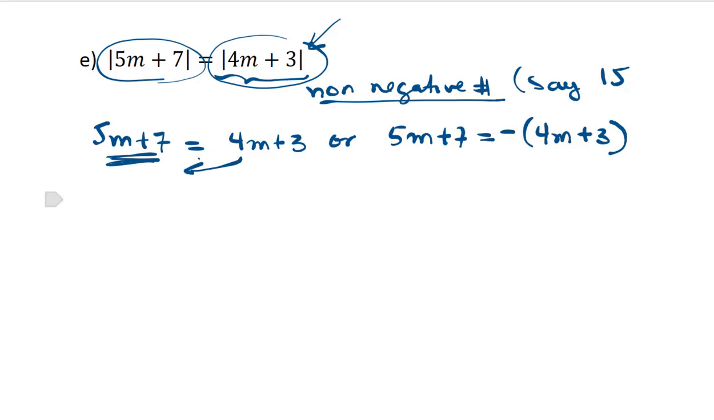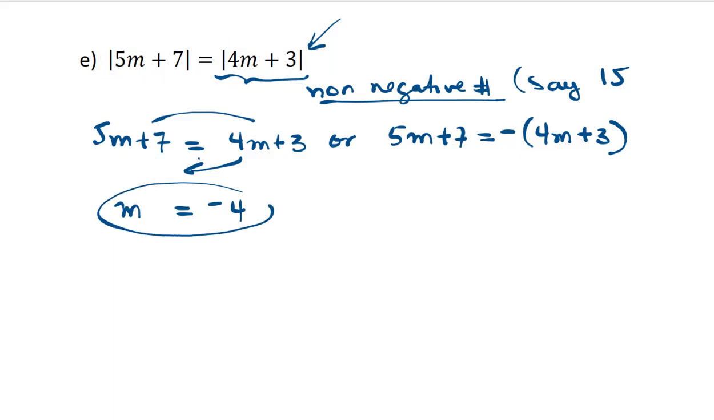Now we're going to solve for m by combining like terms first. So subtract 4m from both sides, resulting in only 1m on the left, and then subtract 7 from both sides, making the right-hand side a value of negative 4.